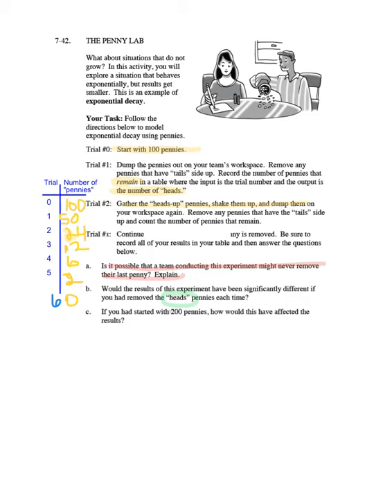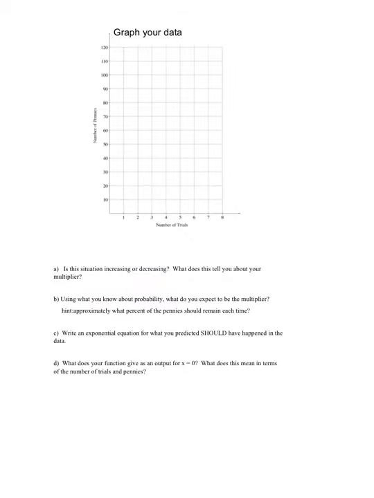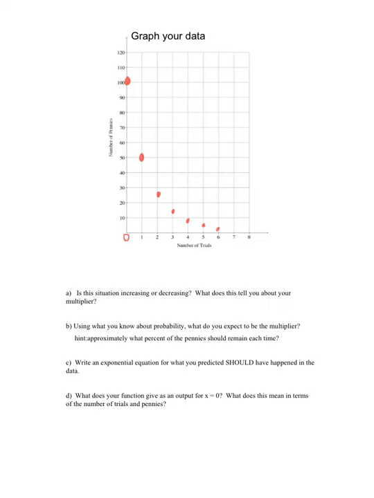If we had started with 100 pennies, how would that have affected my results? In my table, instead of starting with 100, I would have started with 200. I'm going to plot my data on the graph quick, and then we'll answer the questions. So you can see that it started at the y-intercept, 0 trials with 100 pennies, then drops to 50, 25, 12, and so on and so on.